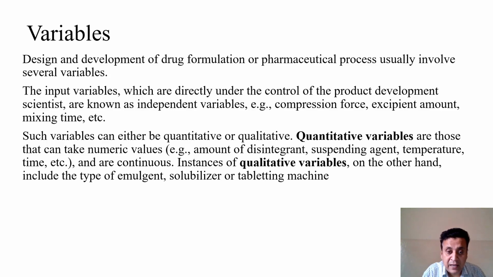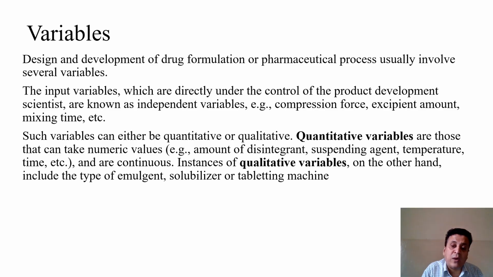जो हम साइंटिस्ट हैं फॉर्मुलेशन बना रहे हैं जो हमारे कंट्रोल में वो कहलाते हैं आपके इंडिपेंडेंट वेरिएबल्स. यानी एक्सिपिएंट का अमाउंट हमारे कंट्रोल में है, कितने फोर्स से हमें टेबलेट को कंप्रेस करना है वो हमारे कंट्रोल में है, कितना टाइम हमें अपने फॉर्मुलेशन को मिक्स करना है, वो सारे कहलाते हैं इंडिपेंडेंट वेरिएबल्स.